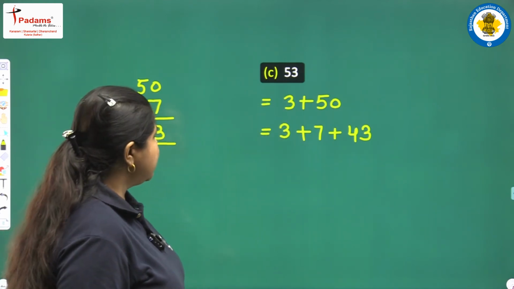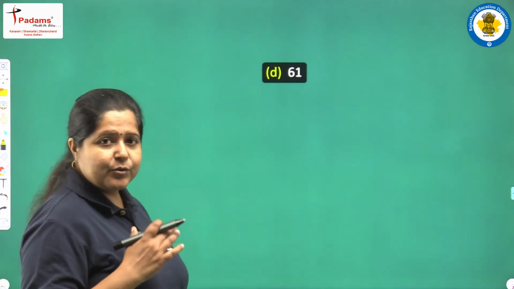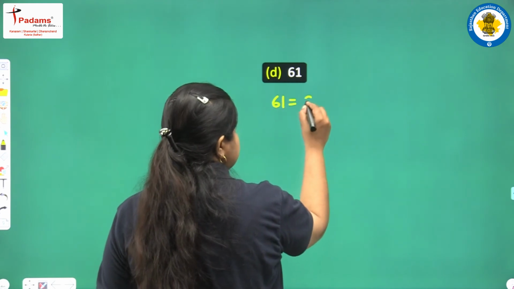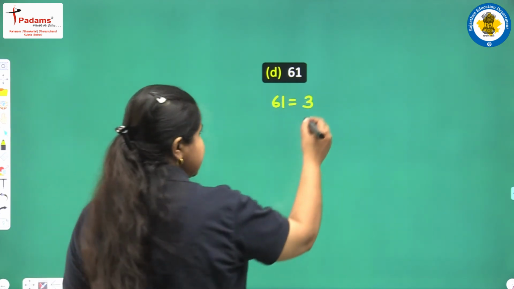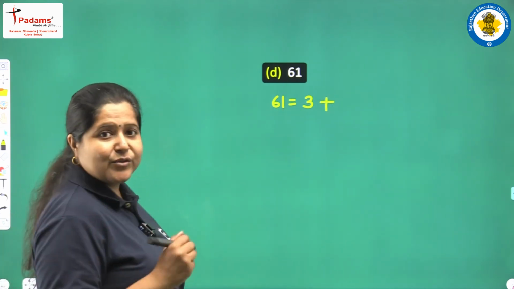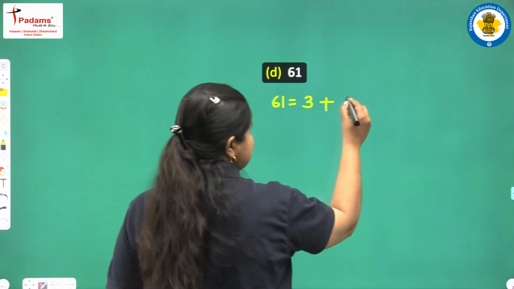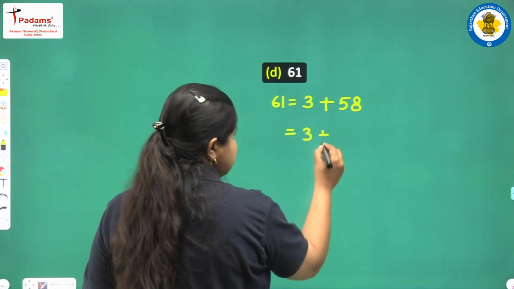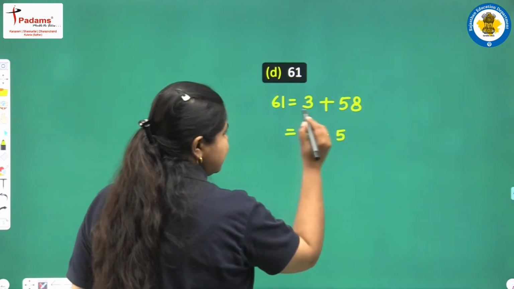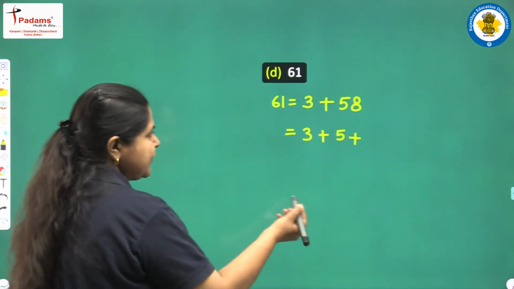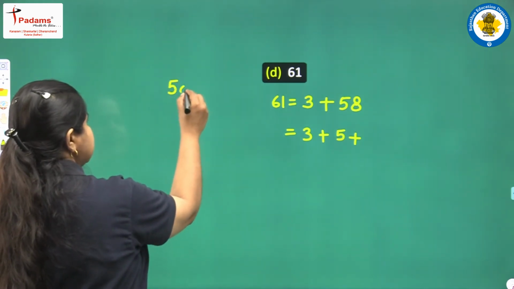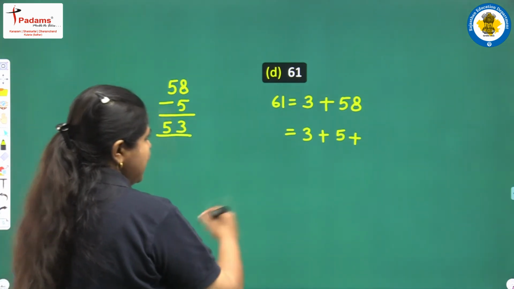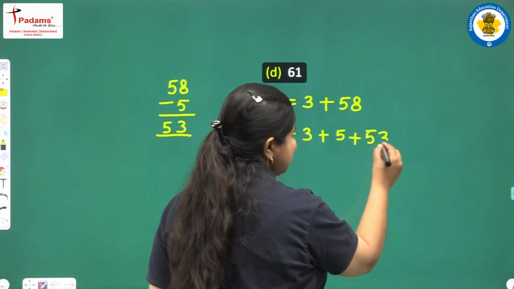We have one more number, 61. Again we have to break it into three numbers. First, let us take the first number as 3, then the second number will be 61 minus 3, it will be 58. Now let us try to break this 58 also into two parts. If we take 5 as the first one, then what will be the second number? Just subtract 5 from 58, you will get 53.